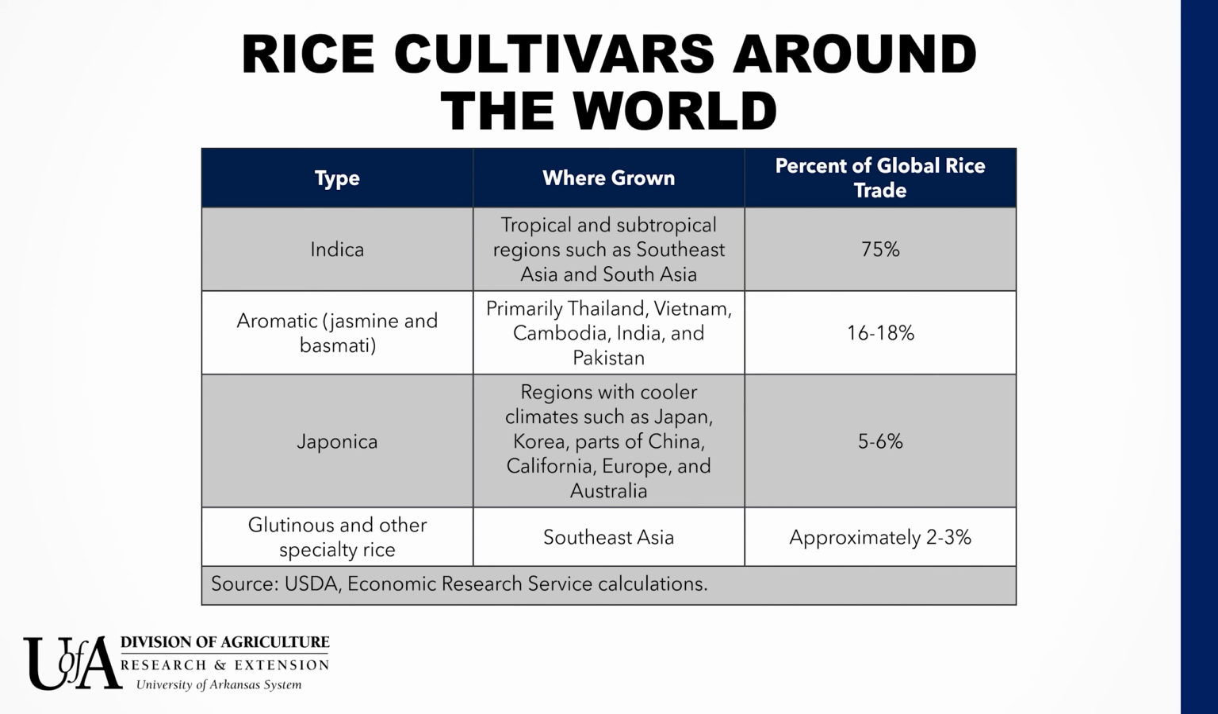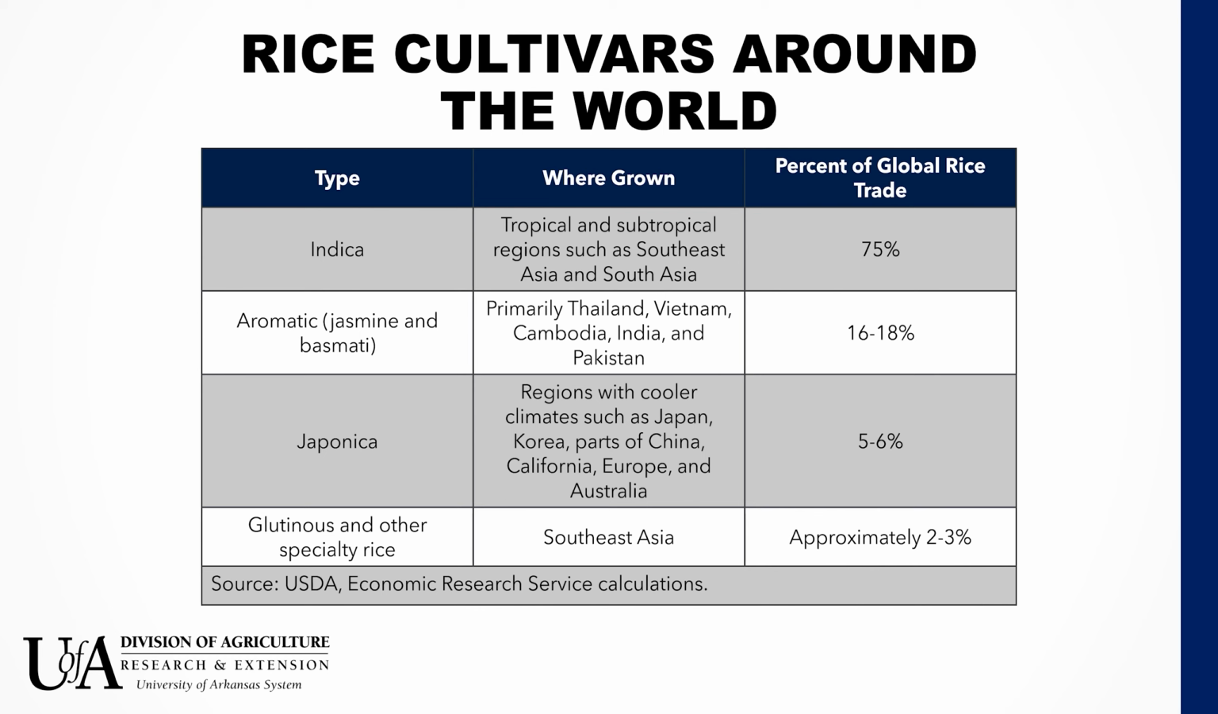The third type is the japonica rice, which is grown in regions with cooler climates such as Japan, Korea, parts of China, California, Europe, and Australia. The japonica rice forms about 5 to 6% of the global rice trade.